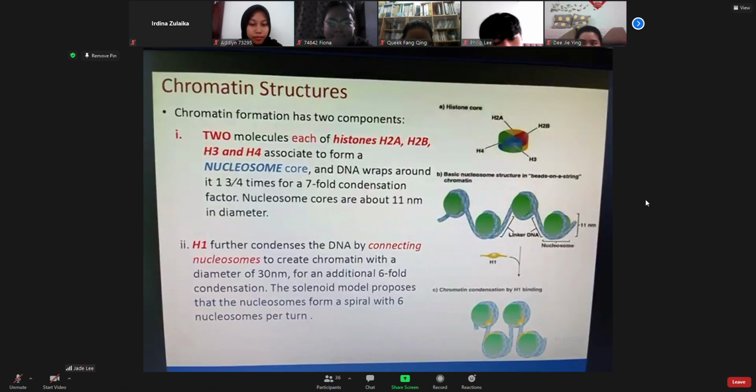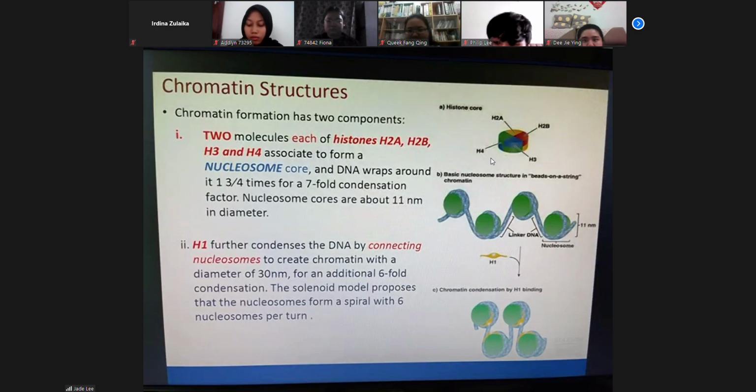Okay, so two molecules each of histone H2A, H2B, H3 and H4 form the nucleosome core. Ini pun dikenali sebagai nucleosome core molecule. The DNA wraps around the histones about 1.7 times for a 7-fold condensation factor. So the nucleosome core is about 11 nanometers in diameter. H1 further condenses the DNA by connecting the nucleosomes into chromatin fibre. Fungsi dia ialah dia condense lagi, mengetatkan dia lagi for an additional 6-fold condensation.